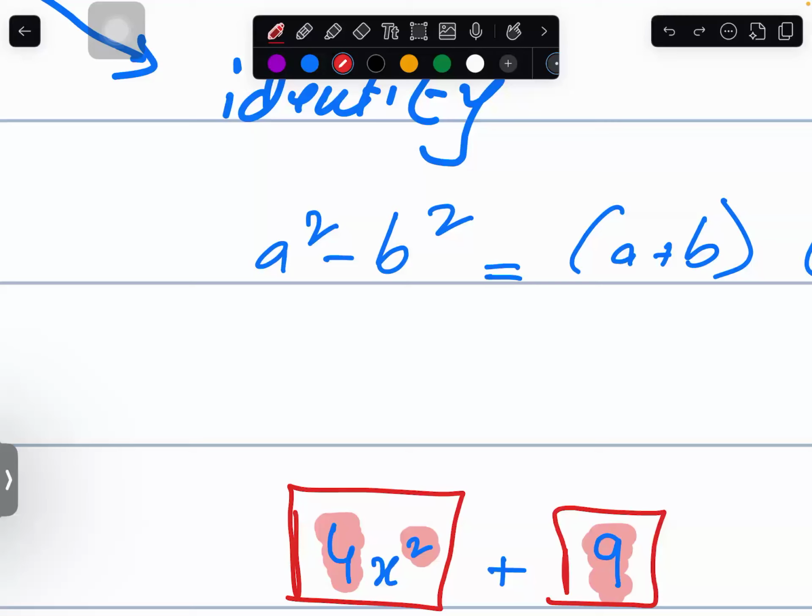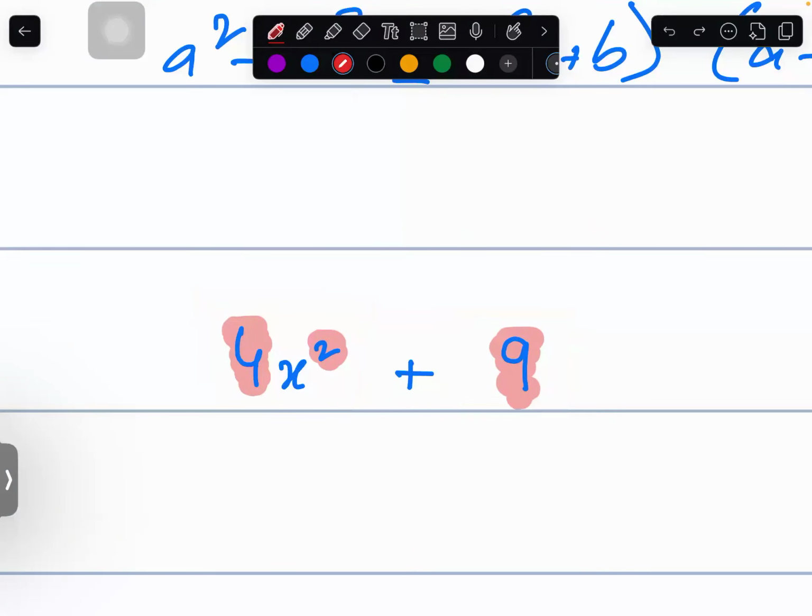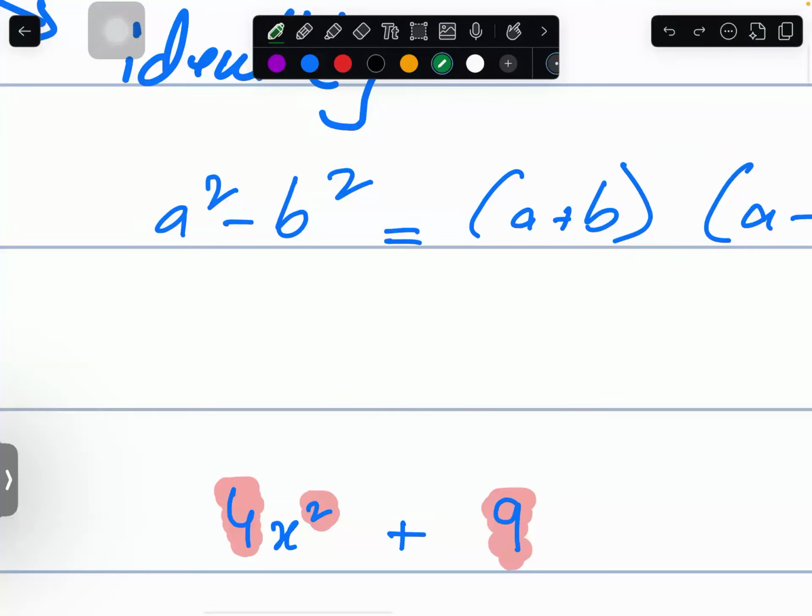There is no a square plus b square formula. There is only this a square minus b square formula. So even if there is no negative sign in the middle, you cannot put it into the formula. For the formula, shortly, just understand that you need to have your question exactly in this way.